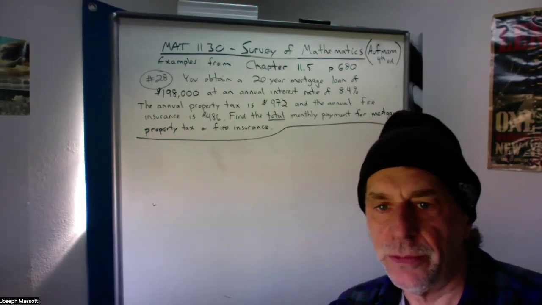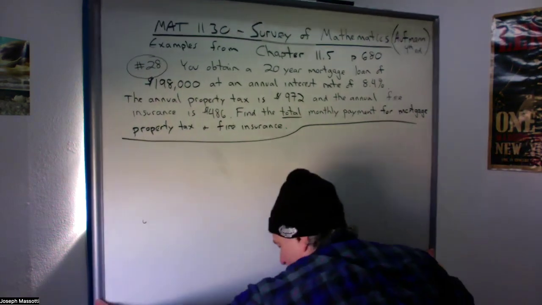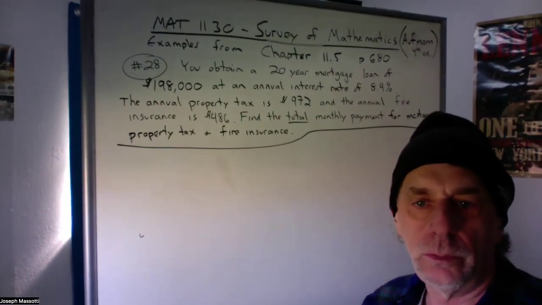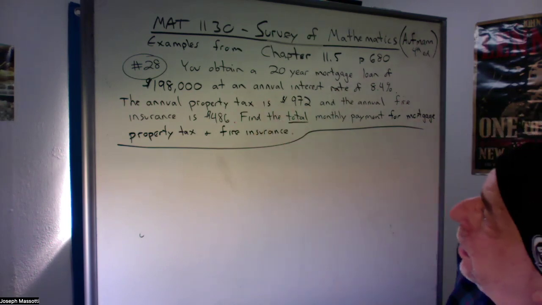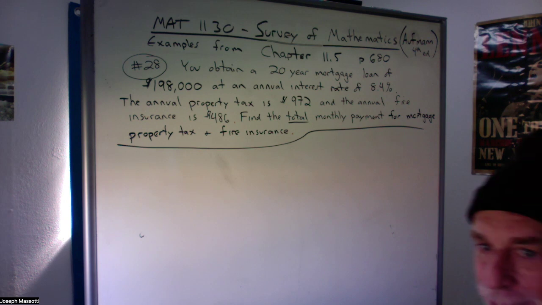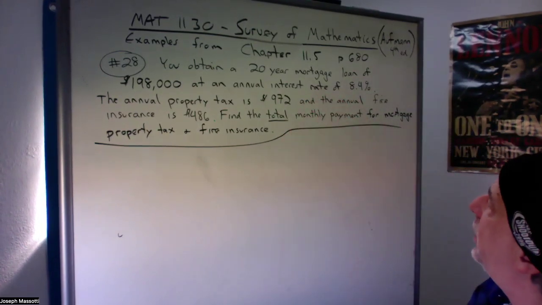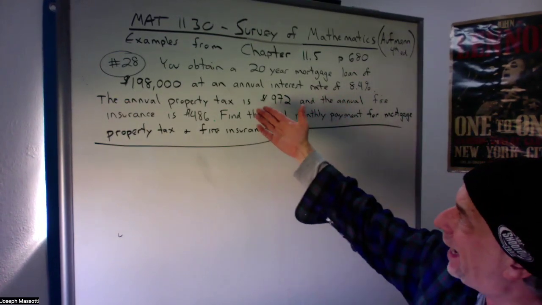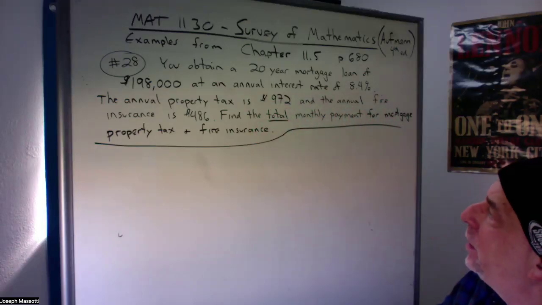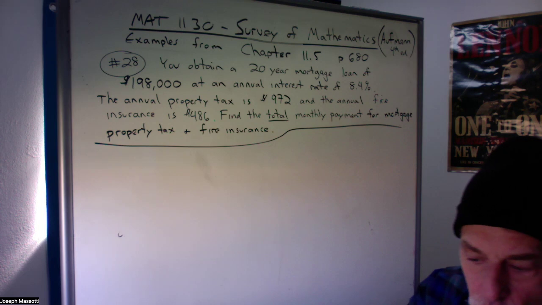All right, one more question from section 11.5. Number 28 says you obtain a 20-year mortgage loan of $198,000, an annual interest rate of 8.4%. You have an annual property tax of $972 and an annual fire insurance premium of $486. And we want to find the total monthly payment for all of those things.